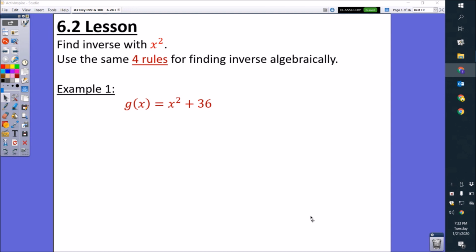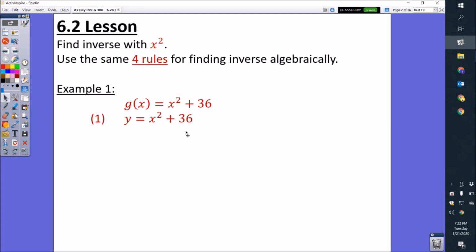Example 1, we have g of x equal x squared plus 36. So, we'll follow the same set of 4 rules shown previously. Step 1 is to convert g of x into y. So, when we have that, it's going to look like this. Y equals x squared plus 36.